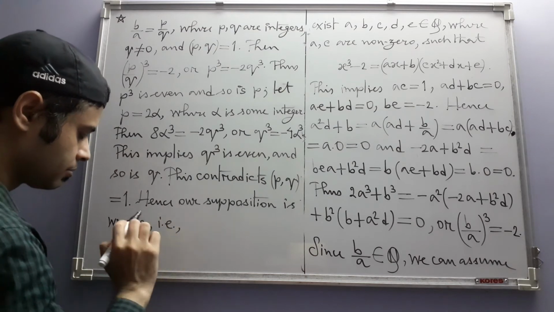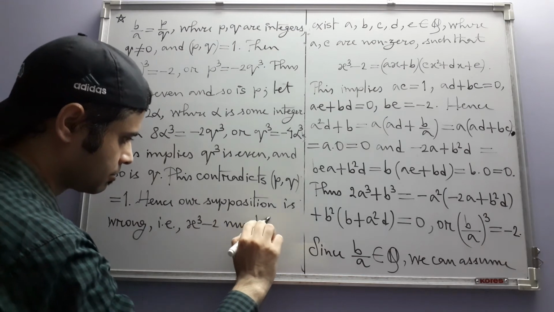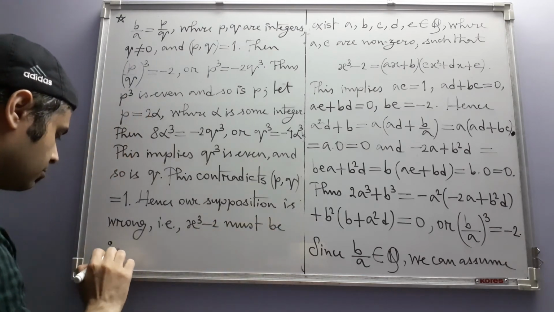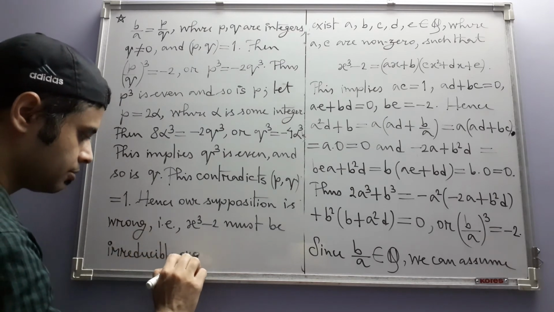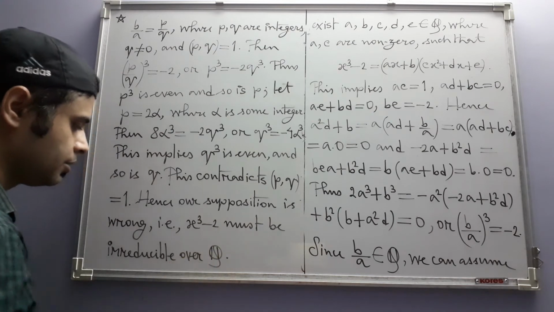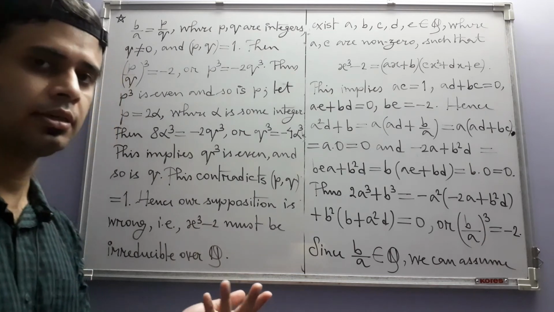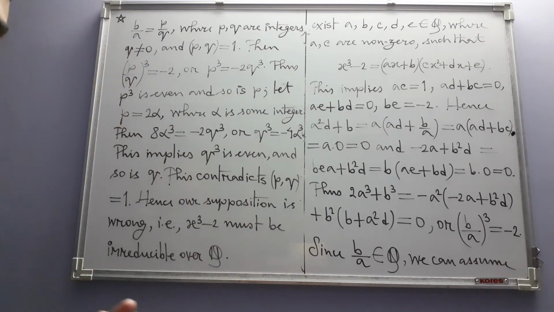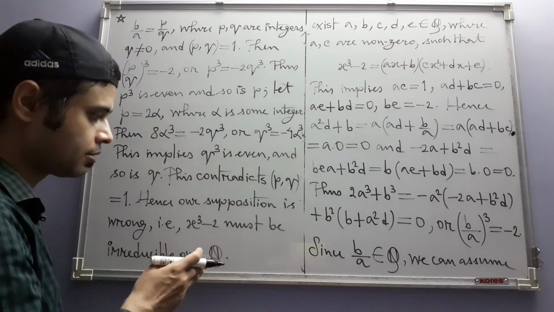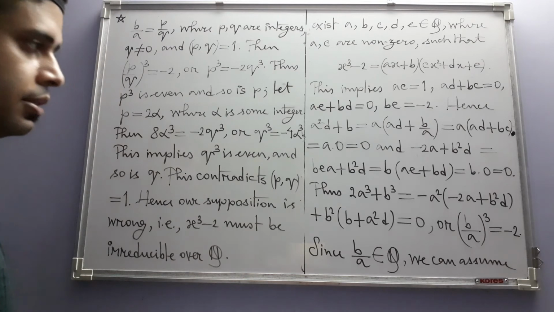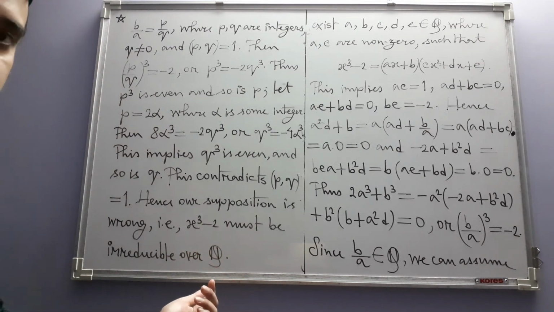That is, x cube minus 2 must be irreducible over Q. There are ways of showing that a polynomial is irreducible over a field. Not many ways, but a few ways are there. And in this form, the way we have shown this is the worst way of showing that x cube minus 2 is irreducible over Q.